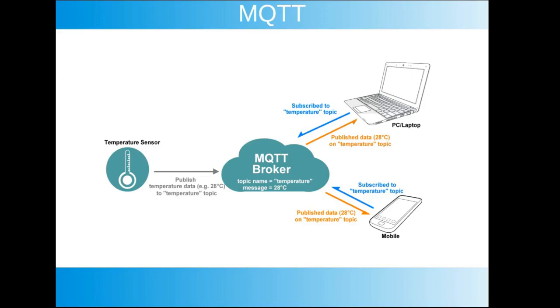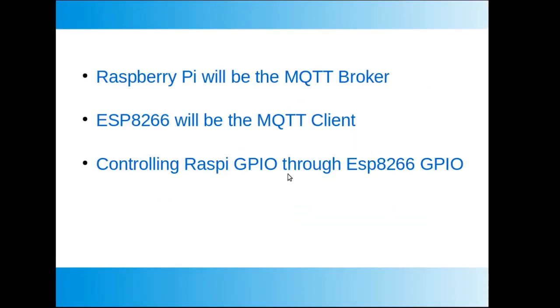Whenever the MQTT broker gets data from the temperature sensor, it automatically publishes that data to the PC and mobile. So if more devices are connected to the MQTT broker and they are using the same temperature topic, they will also be getting the temperature value. Similarly, the broker can have more topics. So just moving to the next slide.